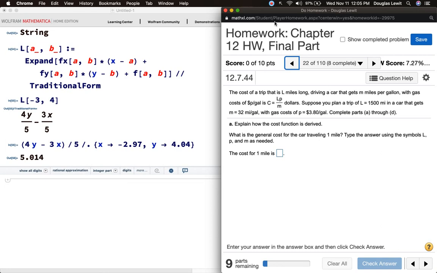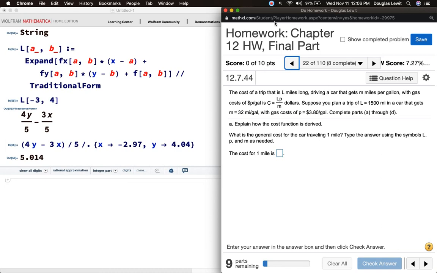P is going to be the cost per gallon, and L is going to be the total distance of the trip. So the formula is very logical. Okay, suppose you plan a trip of L equal to 1,500 miles in a car that has gas mileage of 32 miles per gallon with gas costs of $3.80 per gallon. Complete parts A through D.